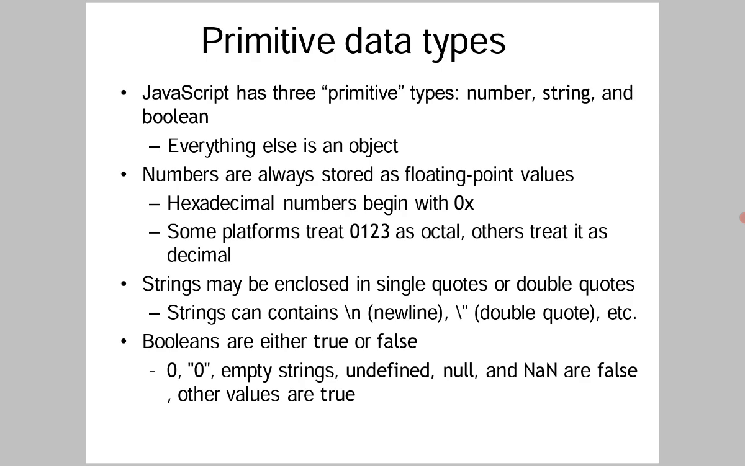Now, primitive data types. Primitive means primary. What are the primitive or primary data types used in JavaScript? JavaScript has 3 primitive data types. First one is number, the second one is string, third one is boolean. So there are 3 primary data types: number, string and boolean. Everything else is treated as an object.